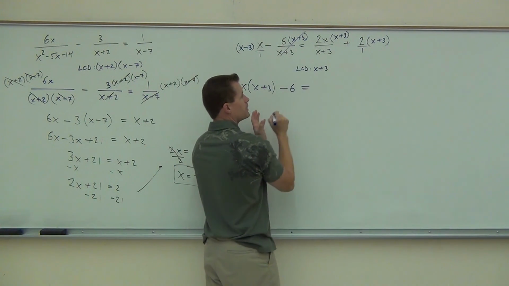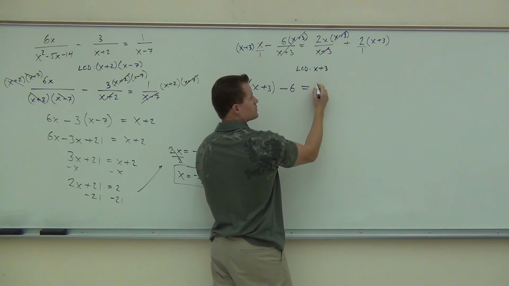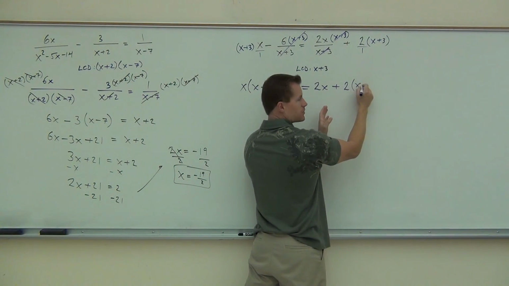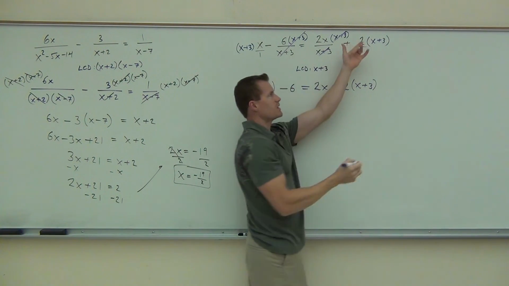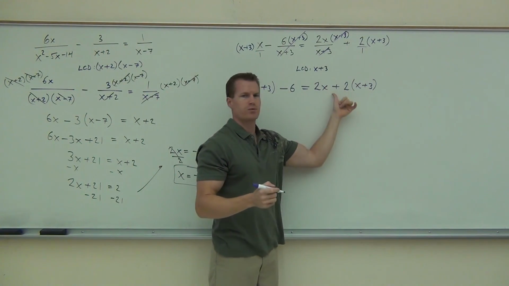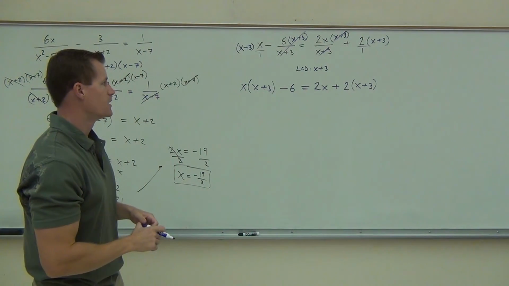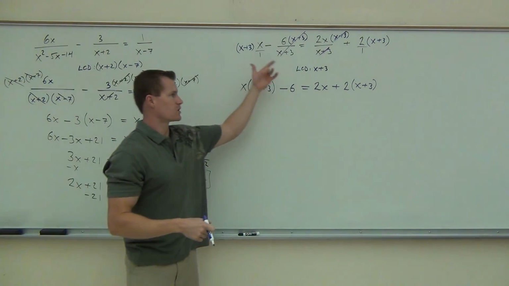Then I add an equal sign. Here I also see the x plus 3's are gone. I get 2x. And then I get plus 2 times x plus 3. Again, I'm not distributing it in my head because I want to make sure that this sign, whatever it is, gets distributed. That's kind of an important process for us. Okay. Well, that already looks a little bit better.